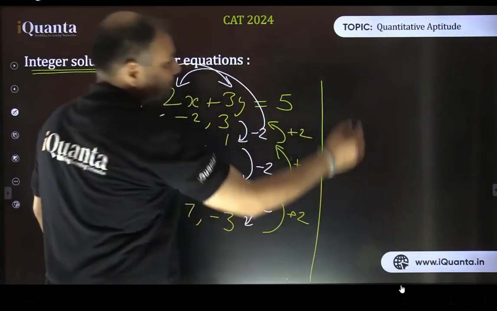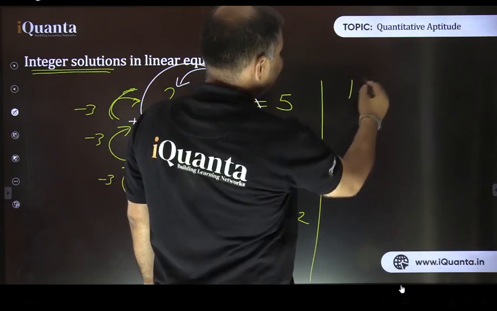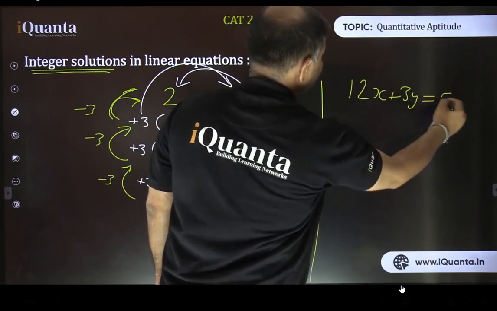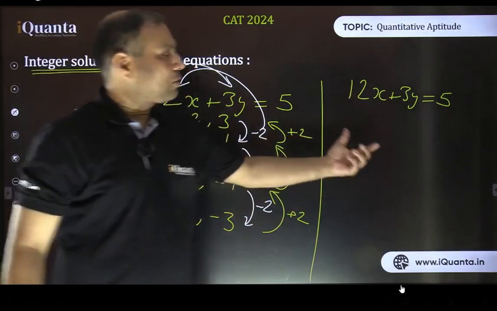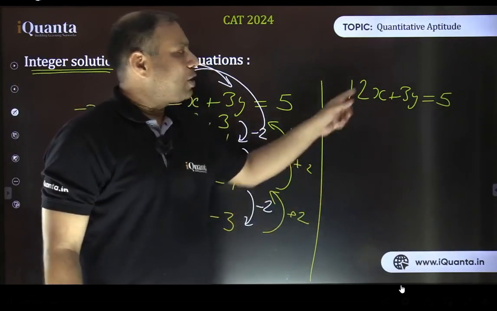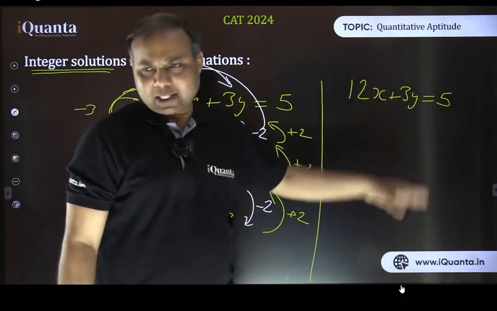Let me take another example. Now simplify this. If I give you an example, 12x plus 3y equals 5. Now find one integer solution. Can you find it? You have understood the pattern part. If we find one solution, then of course others you can easily find. The values of x will be increasing by 3, then values of y will be decreasing by 12, like that.